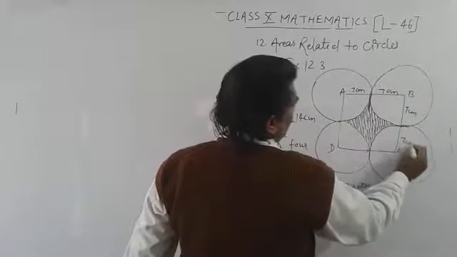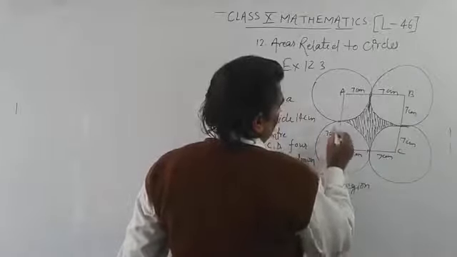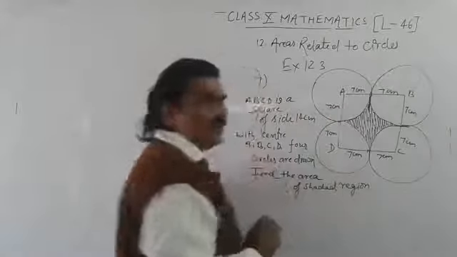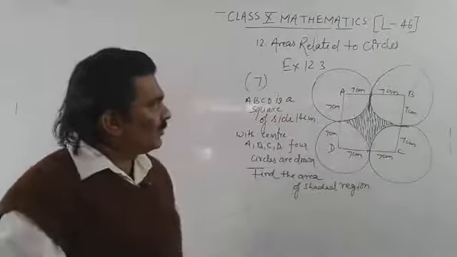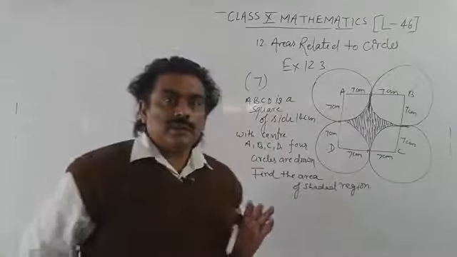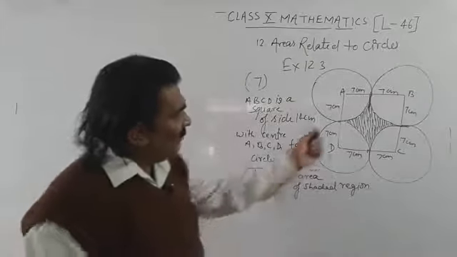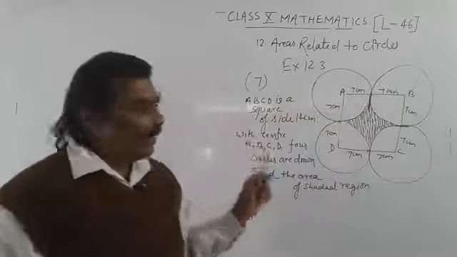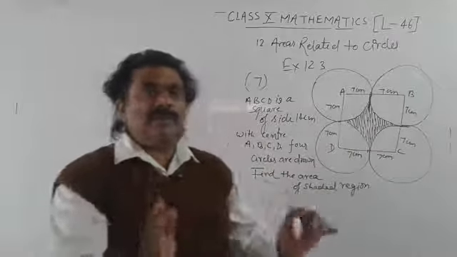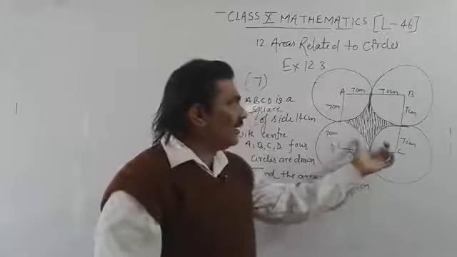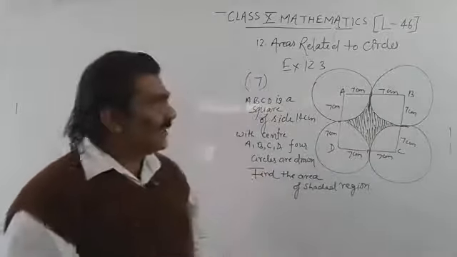Each radius of the circles is 7 centimeter. So okay students, we have a square and four circles. Now the question arises, how can we find the area of the shaded portion? First of all, we should find the area of the square, and these are four quadrants. If we find the area of the square and subtract the area of four quadrants from it, then we get the area of the shaded portion.